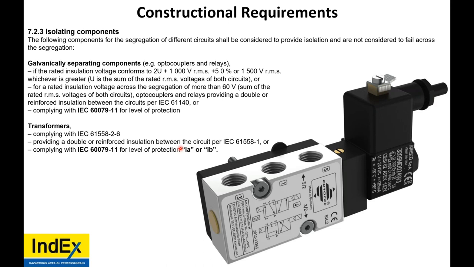So, isolating components. The following components for segregation of different circuits shall be considered to provide isolation and are not considered to fail across the segregation. Galvanic and transformer. This is very similar to, once again, intrinsically safe, 60079-11. Or they can comply to different standards. For example, if the insulation voltage conforms to the voltage times 2, so if it was 500 times 2, then plus 1,000 or minimum 1,500 volts insulation resistance.